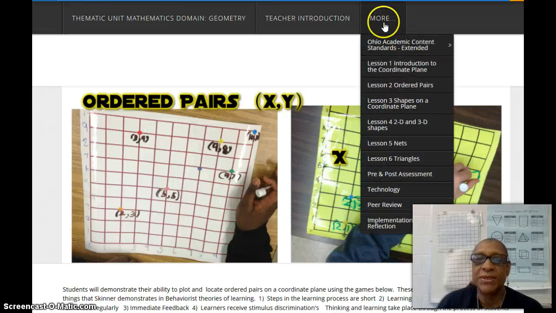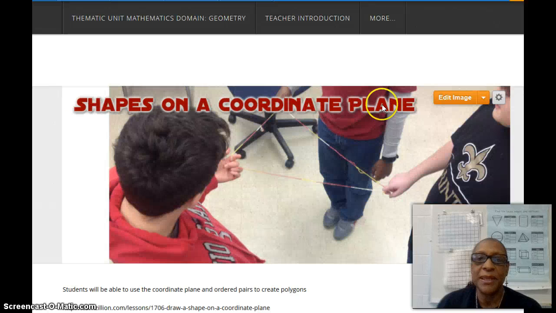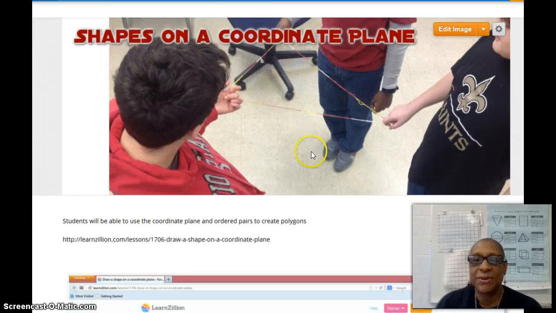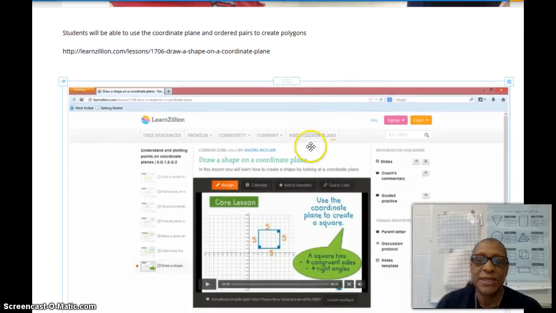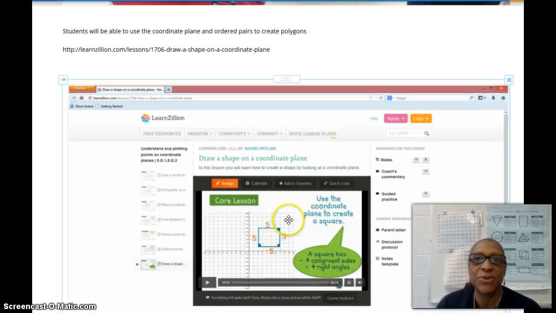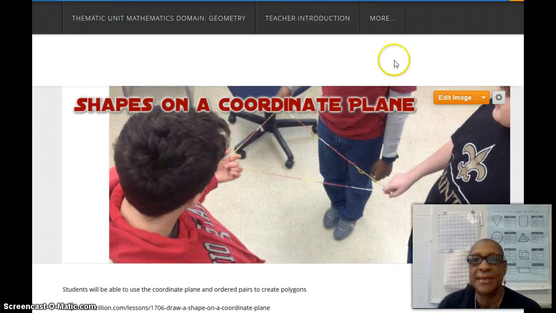The next lesson that the students engaged in was 3D shapes on a coordinate plane. Here you see students standing on the floor. I have tape with X and Y coordinates, and they're standing at the ordered pairs and creating shapes. Here we have a triangle. With this lesson as an enrichment activity, Learn Zillion gave them plenty of opportunity to independently discover how to use the coordinate plane and shows them how to create a square and other polygons.